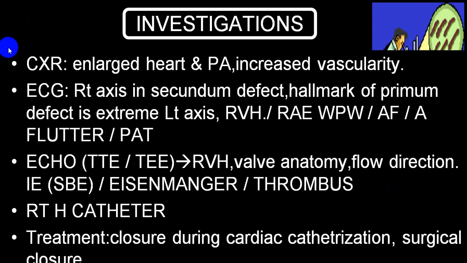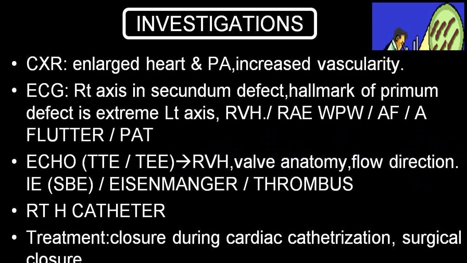We have already mentioned chest X-ray will show you increased RA, RV and increased pulmonary artery vascularity, increased pulmonary blood flow. ECG will show you RVH, RAE, WPW. Sometimes atrial flutter and fibrillation are quite common. Paroxysmal atrial tachycardia can be seen. By and large, there will be a right axis deviation. In some conditions, you can get an extreme left axis deviation, particularly in ostium primum defect, while in ostium secundum it will be right axis deviation.